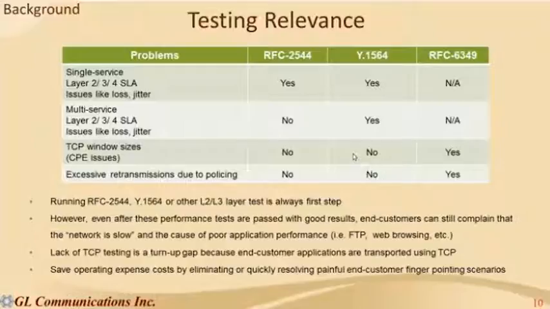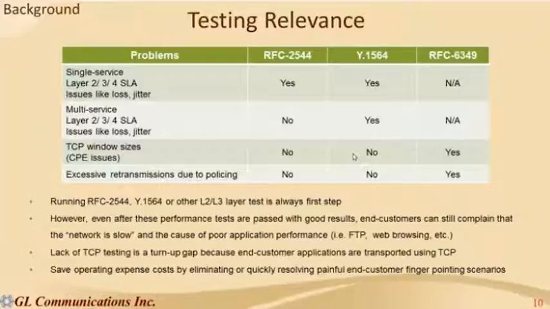However, these performance tests can be passed with good results, and the end user, the customer, can still complain about performance problems. So they have slow internet, or that's the traditional complaint: I'm not getting the speed that you have told me that I'm getting. So why is that happening? RFC-2544 and Y.1564 testing may not identify or show that to an ISP.